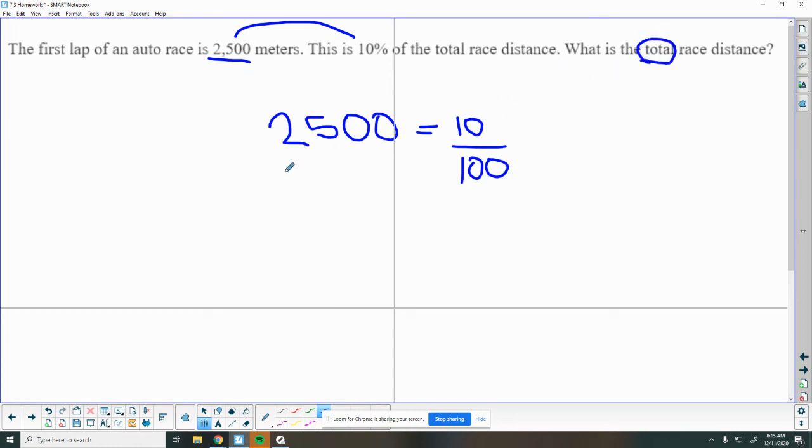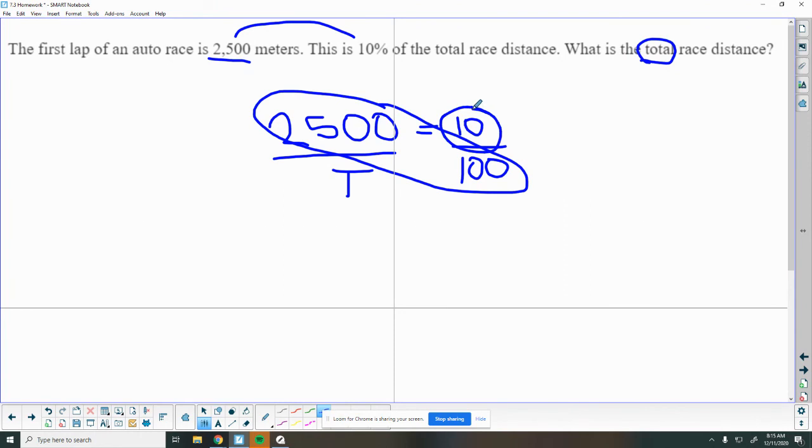What is the total race distance? So we're looking for the total here. So we'll multiply and divide, which will give us that answer.